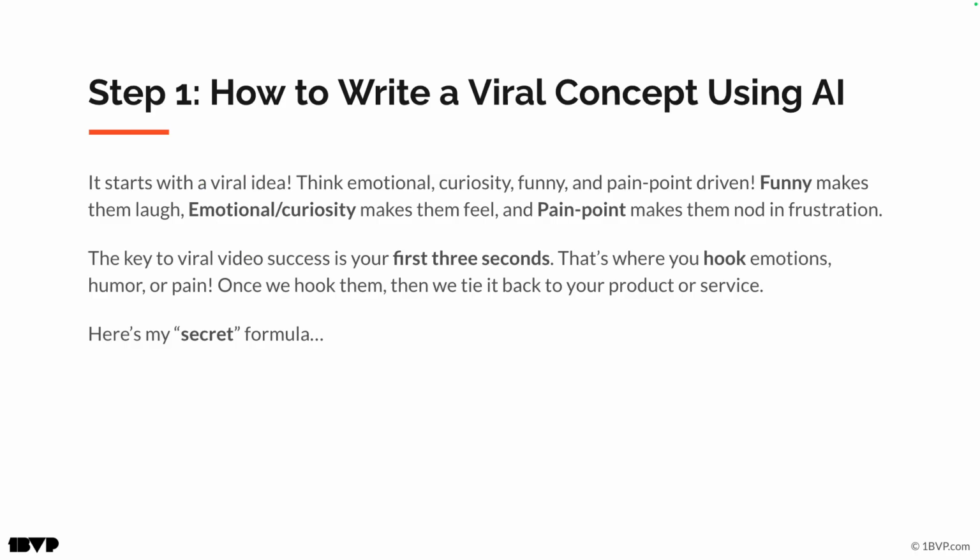Step 1. How to write a viral concept using AI. It starts with a viral idea. Think emotional, curiosity, funny, or pain point driven. Funny makes them laugh. Emotional and curiosity makes them feel, and pain point makes them nod in frustration.